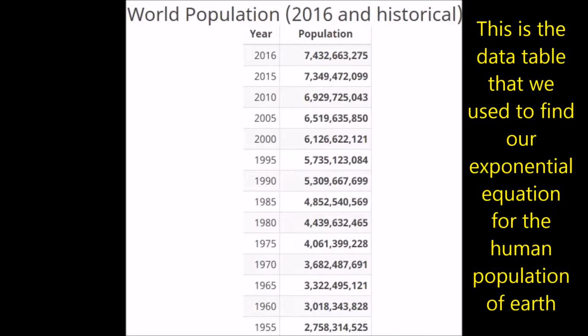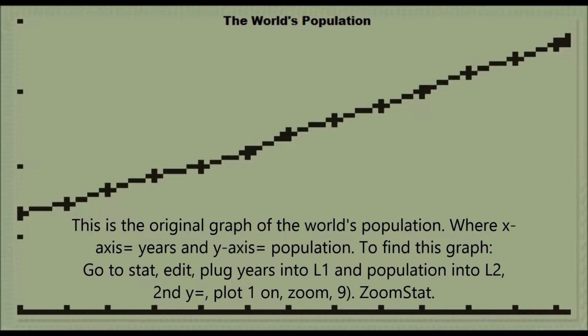Okay, so this is the data table that we used to find our exponential equation for the human population of Earth. This is the original graph of the world's population, where the x-axis equals years and the y-axis equals population. To find this graph, go to Stat, Edit, plug years into L1 and population into L2. Second, go to Y equals, Plot 1, turn it on, then go to Zoom 9, which is ZoomStat, and then enter.